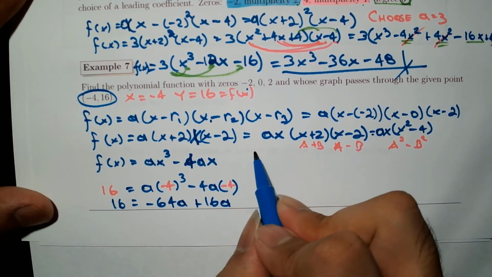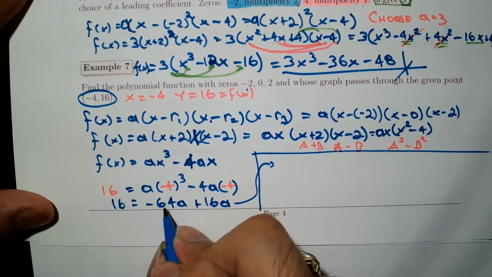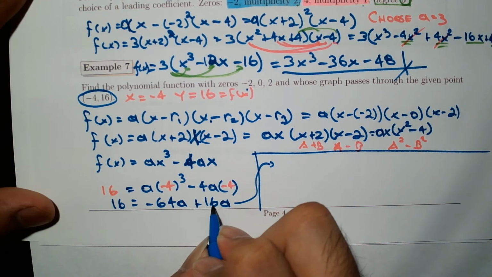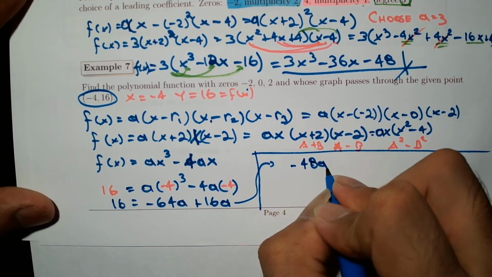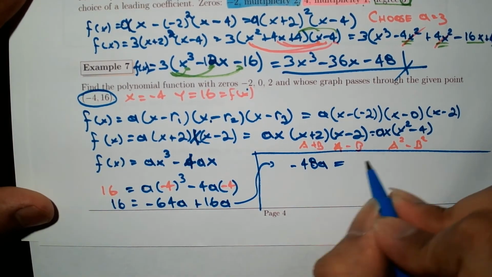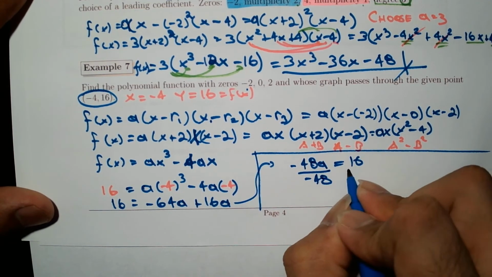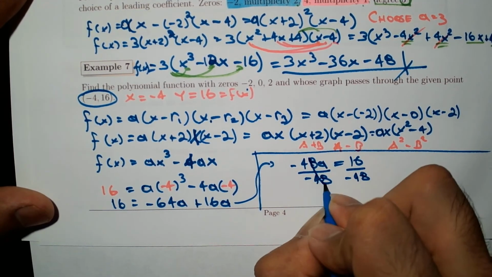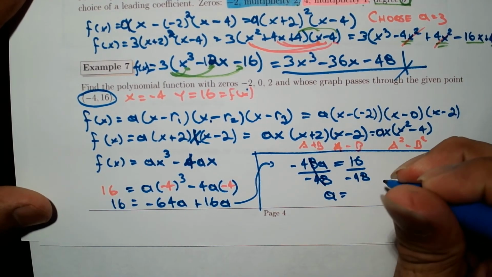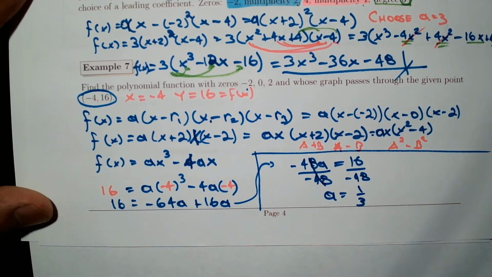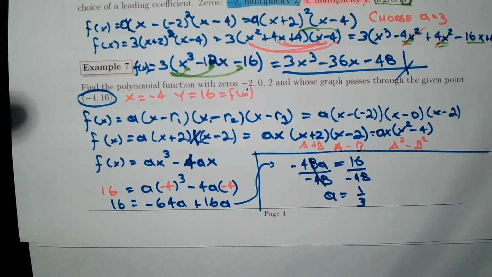Combining these two terms, we get -64 plus 16, which is -48a equals 16. Dividing both sides by -48, we get that a equals 16 goes into 48, 1/3. Okay, because 16 times 3 equals 48.